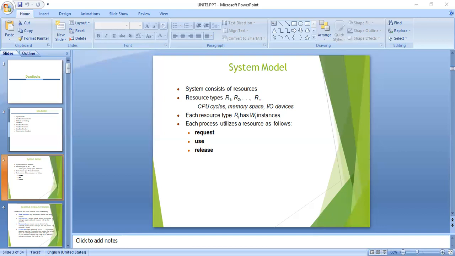Next, these are the four situations which should not occur, as they might cause the deadlock. The first one is mutual exclusion, second is hold and wait, third is non-preemption, and fourth is circular wait.